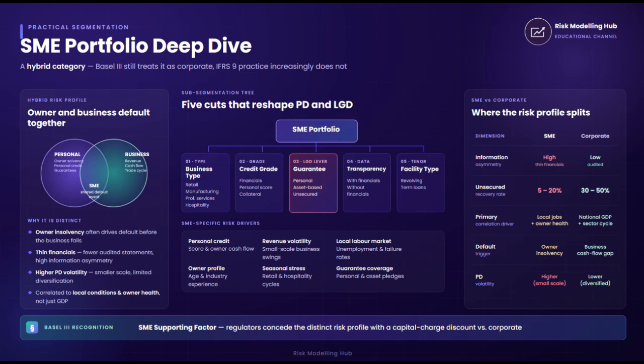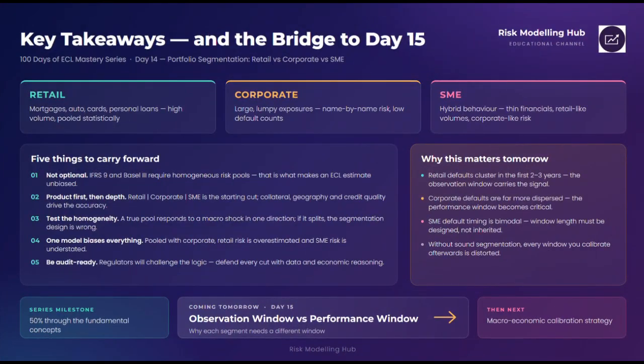SME shows high information asymmetry versus corporates, low transparency. Unsecured recovery averages just 5 to 20% compared to corporates' 30 to 50%. Primary collateral is the owner's insolvency and not the business cash flow. Defaults trigger through the owner's problems first. PD is higher and more volatile at a small scale. So, from Basel recognition, regulators concede that SMEs deserve a capital charge discount versus standard corporate treatment, acknowledging their distinct risk profile. Now, let's quickly understand what we have learned so far.